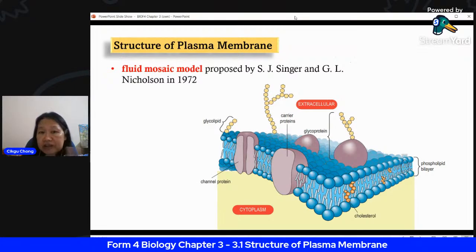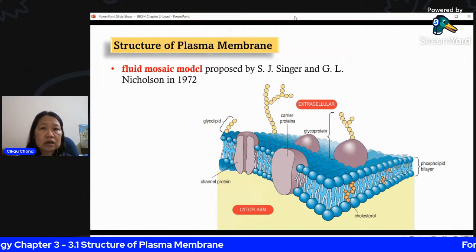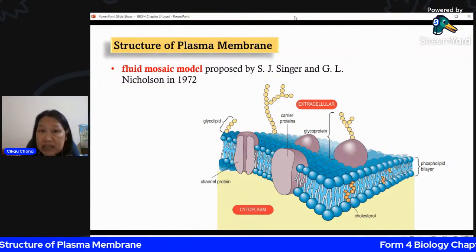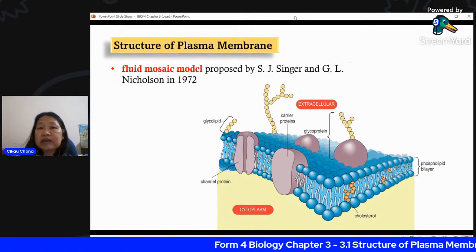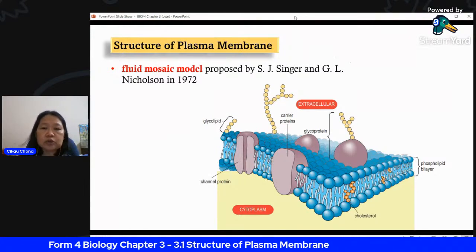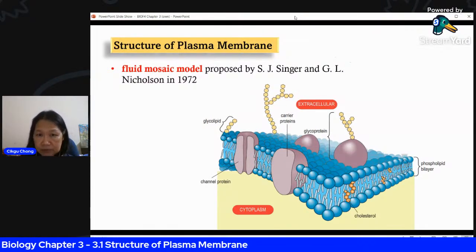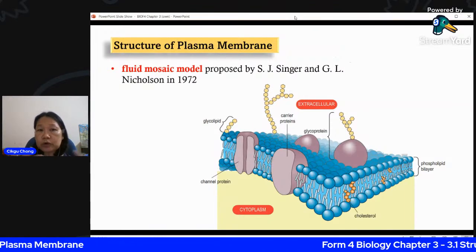This one shows very clearly what are the parts that you need to know and know how to label. It is very important that you know how to label it, because it is very likely it will come up in a question: what is this X? What is Y? So you have to know how to recognize and label it. You will see there are many, many parts here, so we'll go through it one by one.